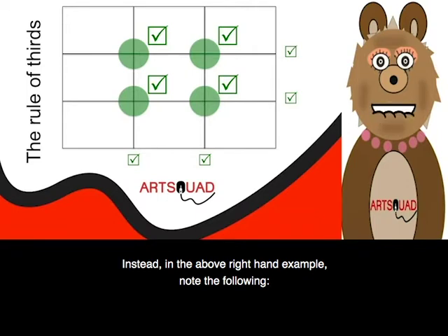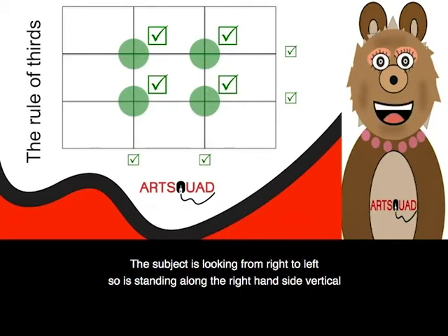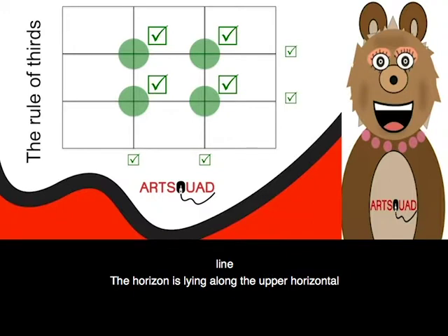Instead, in the above right-hand example, note the following. The nearer eye of the subject is at the intersection of a vertical and horizontal line. The subject is looking from right to left, so is standing along the right-hand side vertical line. The horizon is lying along the upper horizontal line.